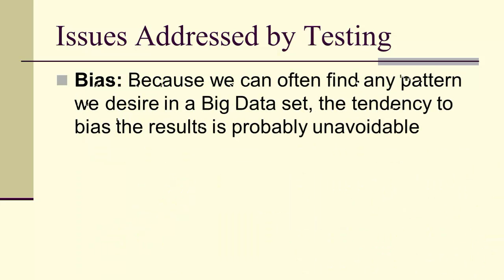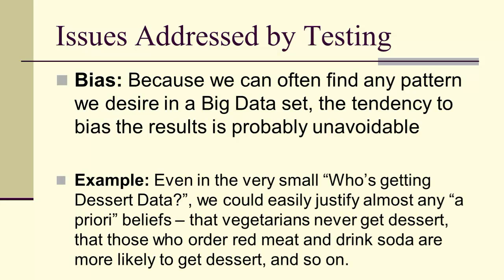Another issue we can address with testing is bias. You can find about any pattern you want in a big data set, and therefore there's a tendency to bias the results. For example, in the dessert data, we could easily justify almost any a priori belief we have. We could go in and say, well, vegetarians never get dessert. We could pick out patterns that supported that. Those who order red meat and drink soda will get dessert, and so on and so forth.